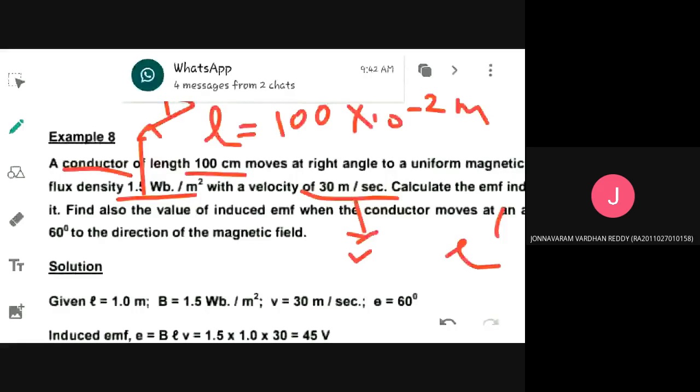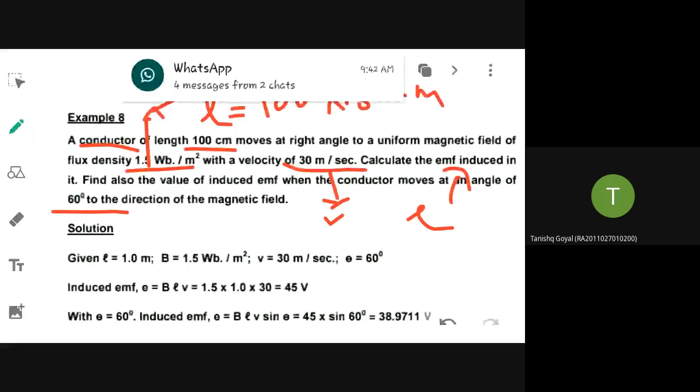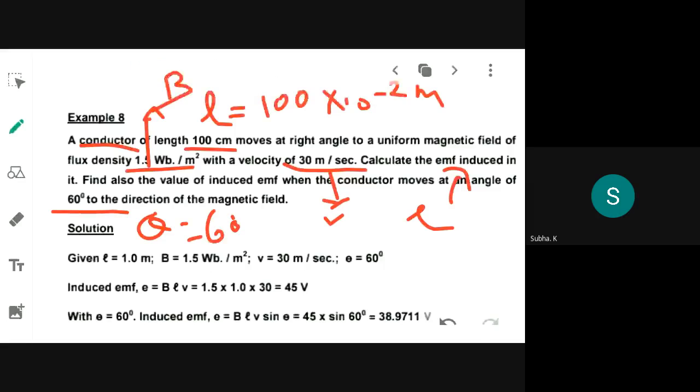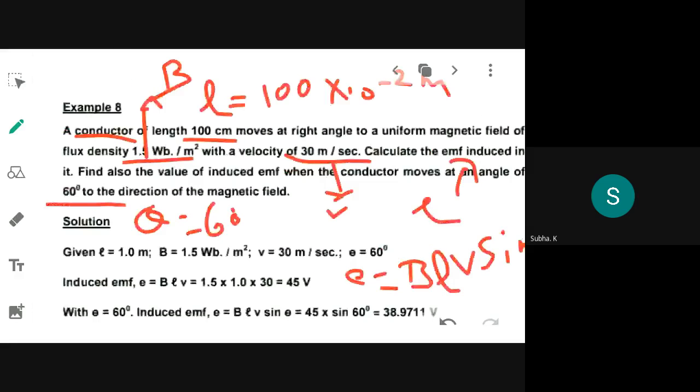When the conductor is moving, the EMF is BLV sin theta. This is the formula. They have asked you to calculate first when the rotation value theta is equal to 0, and then theta is equal to 60. Two cases they have asked you to find.